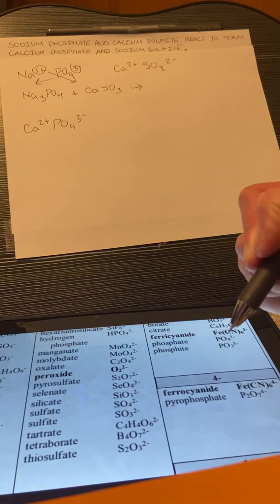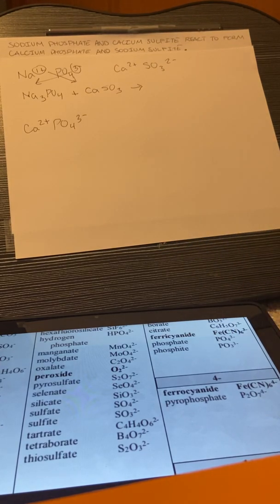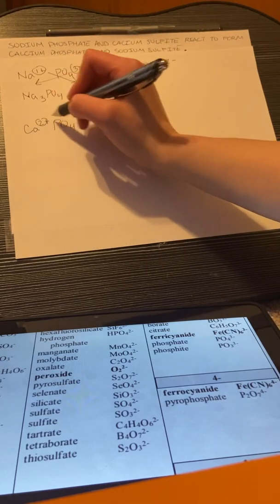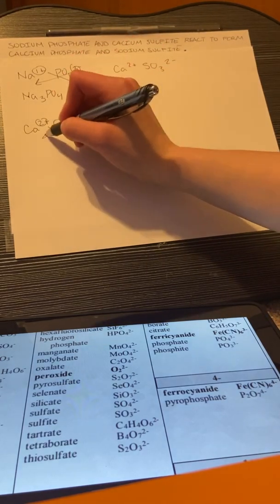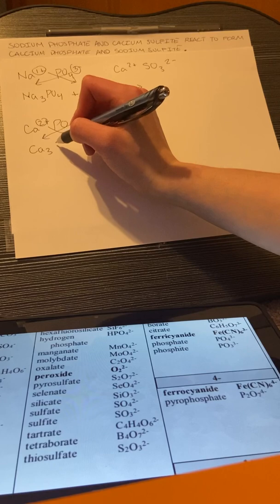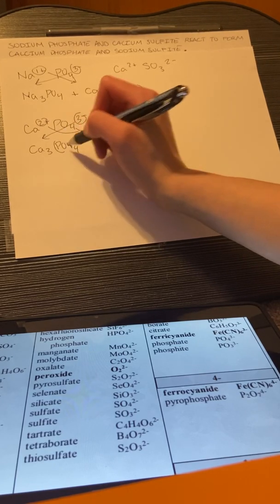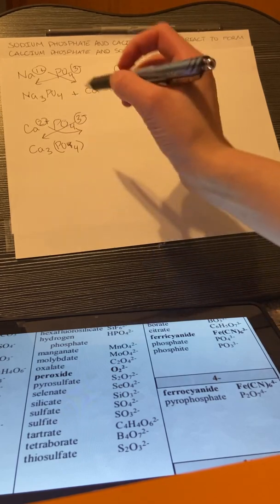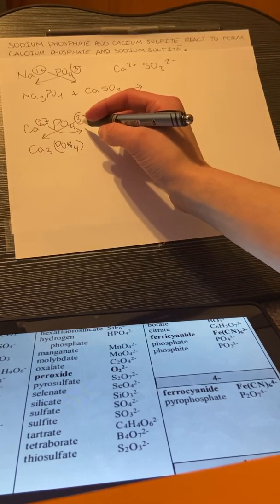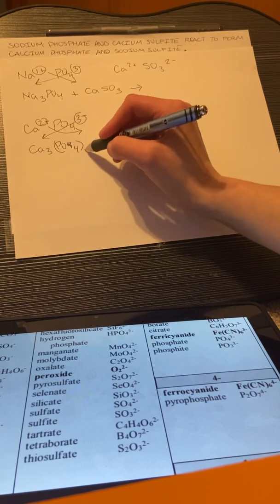And you are going to use the crisscross method. So you're going to bring the 2 down here and the 3 down here. It's going to be Ca3, PO4 in parentheses, and the 2 goes down here.